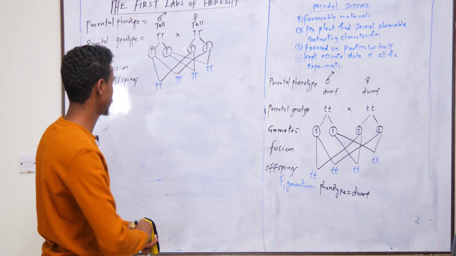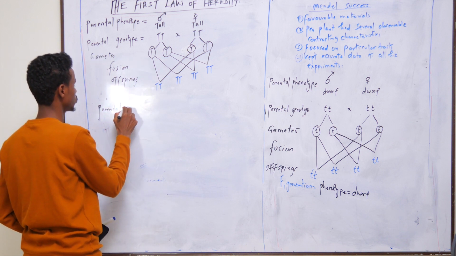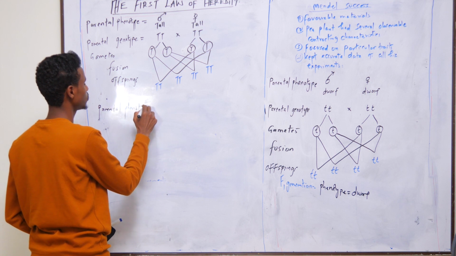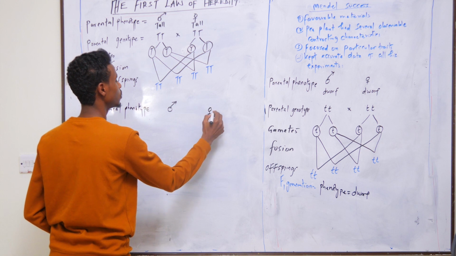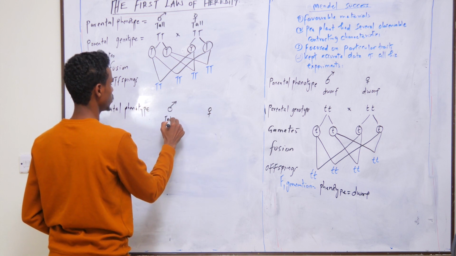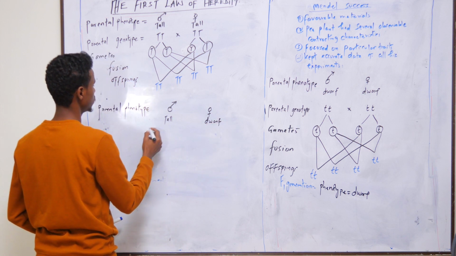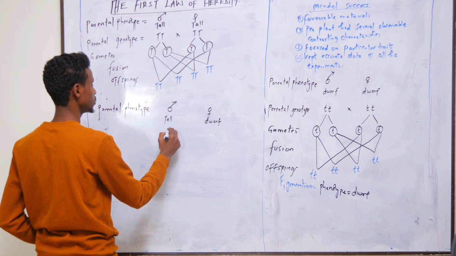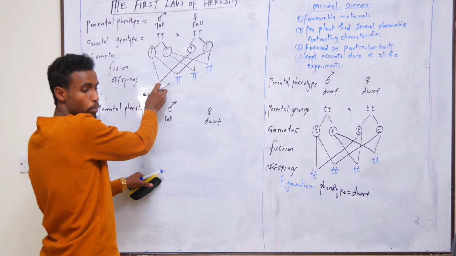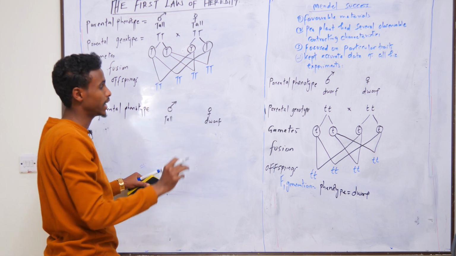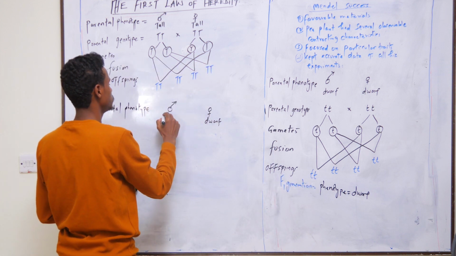Now let's look very quickly at the parental phenotype. Parental phenotype will be tall, dwarf. We are taking this one and we are taking this one. The cross we are discussing is between pure breds. We are not using hybrids. These are pure bred and a pure bred.